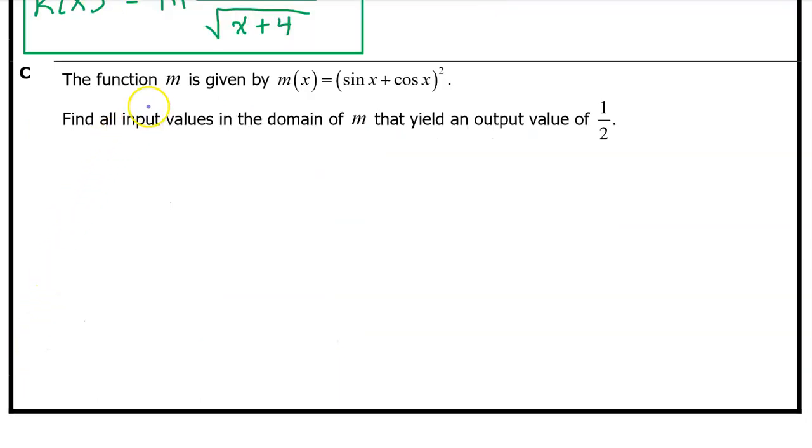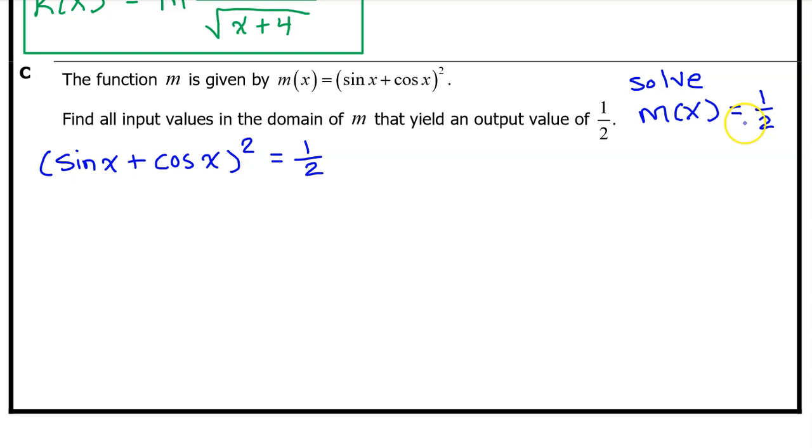Part C. The function m is given by m of x equals sine x plus cosine x quantity squared. Find all input values in the domain of m that yield an output value of 1/2. Finding input values that give you an output value of 1/2 is a long way of saying solve m of x equals 1/2.